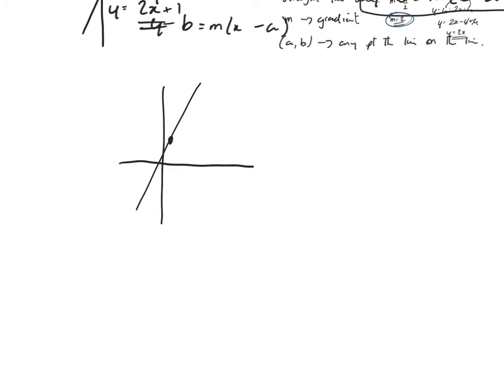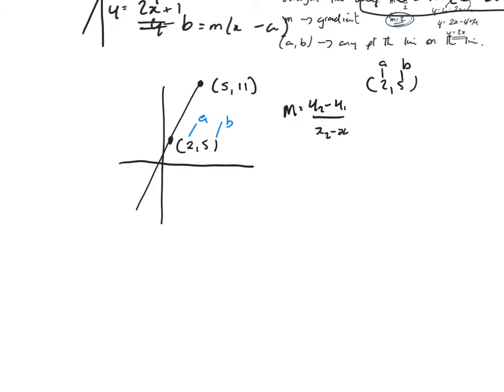Okay, this time we've got the point 2, 5 and a point 5, 11. Okay, so let's choose one of the points and call it AB. So this time I'm going to choose just at random that point and call it AB. So AB is 2, 5. Okay, let's find the gradient. How do we find the gradient? Same as usual, m equals y2 minus y1 over x2 minus x1.